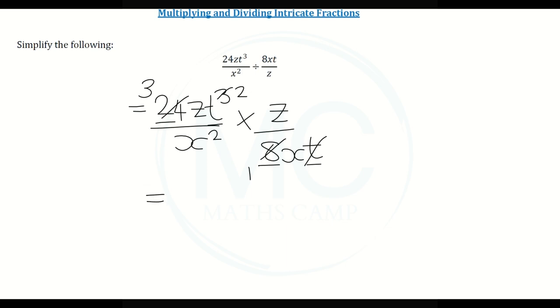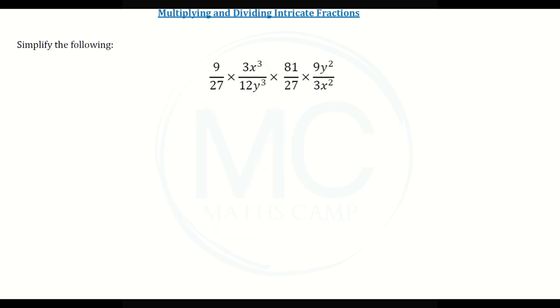Our first fraction has a coefficient of 3 and 1 over here, so we get 3. We have z multiplied by z, which gives us z squared, and then we have our t squared. In the denominator, we have x squared multiplied by x, which is x cubed.